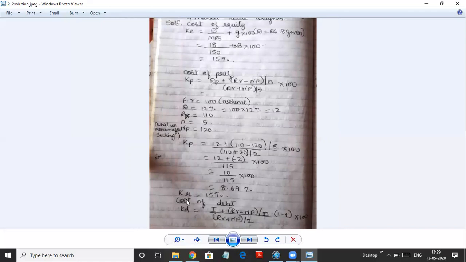Next is cost of retained earnings. Earlier also I told you cost of retained earnings is equal to cost of equity. So we have got equity 15%. The same I'm taking for cost of retained earnings, 15%. Next we'll do cost of debt. KD is equals to I plus (RV minus NP), into 100.